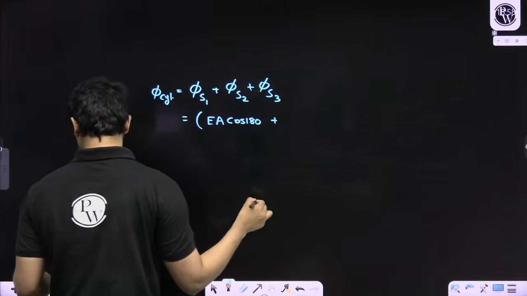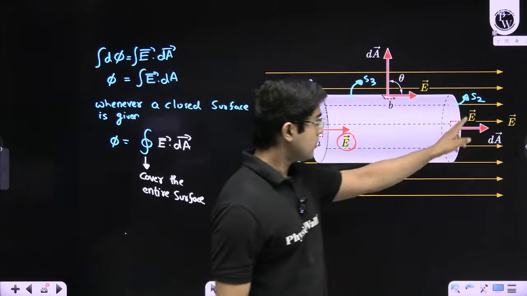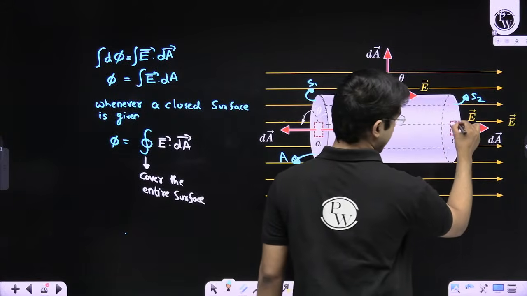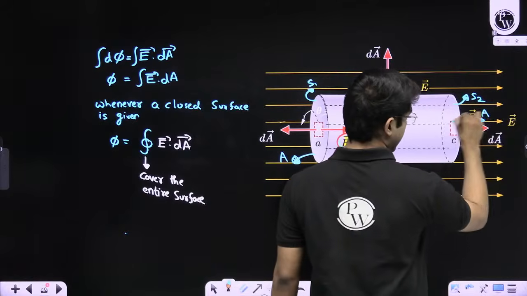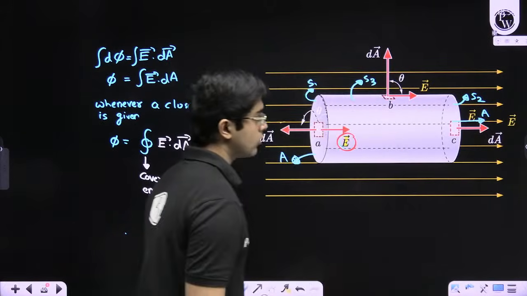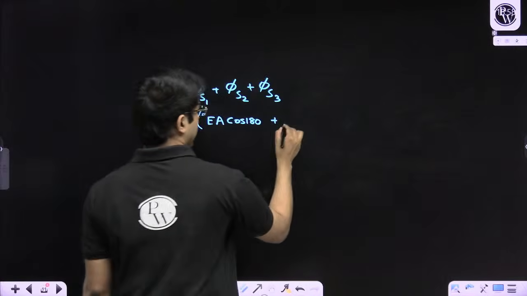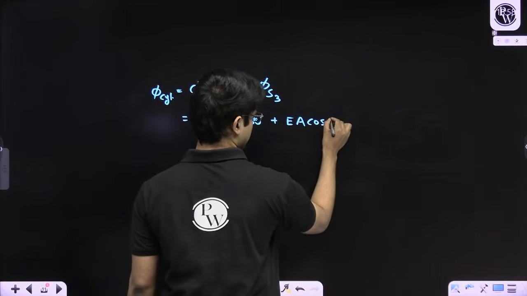Now, what about the flux through S2? It will be E into A, right? Because here the outward normal is in the right direction. So here the area vector is outwards and the electric field is also outwards. So it will be E into A, or basically E into A into cos 0.